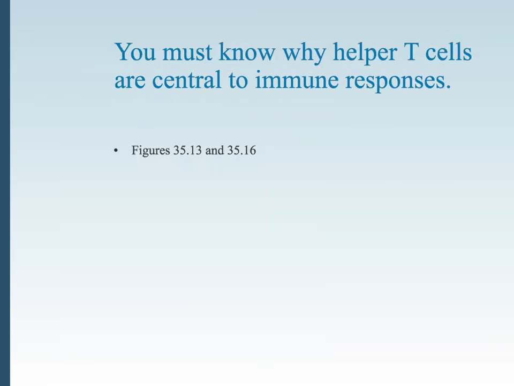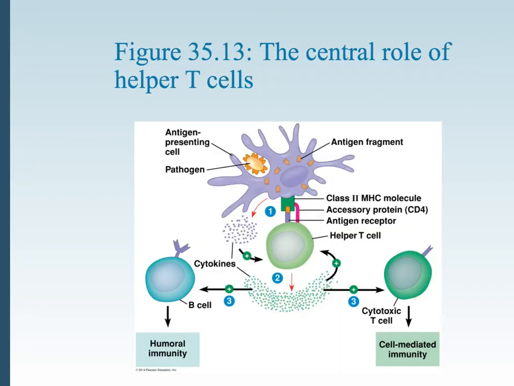Now, you need to know why helper T cells are central to the immune response. So earlier I talked about what the B cells do in order to get humoral immunity, and what the T cells do in order to get cell-mediated immunity, and we kind of skipped over this. How did they get activated in the first place? Well, here's what happens. This is an antigen-presenting cell, and we talked in class about this being a dendritic cell, and the dendritic cells were the link between the innate and the adaptive immune system.